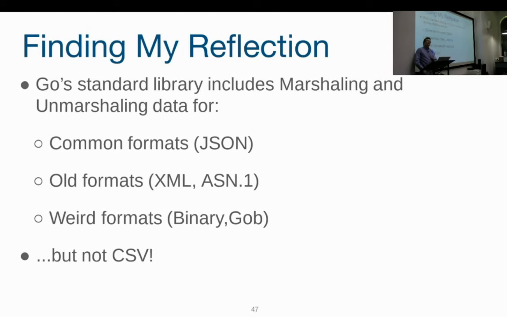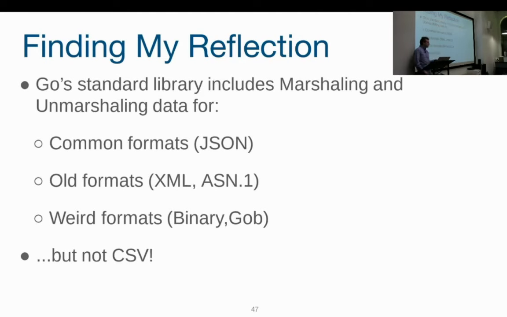But there's one interesting oversight in the Go standard library. There's no out-of-the-box way to marshal and unmarshal a CSV file. You can read a CSV file into a slice of strings, and you can write a slice of strings back out to a CSV file. But there's nothing that will map those strings to structs.